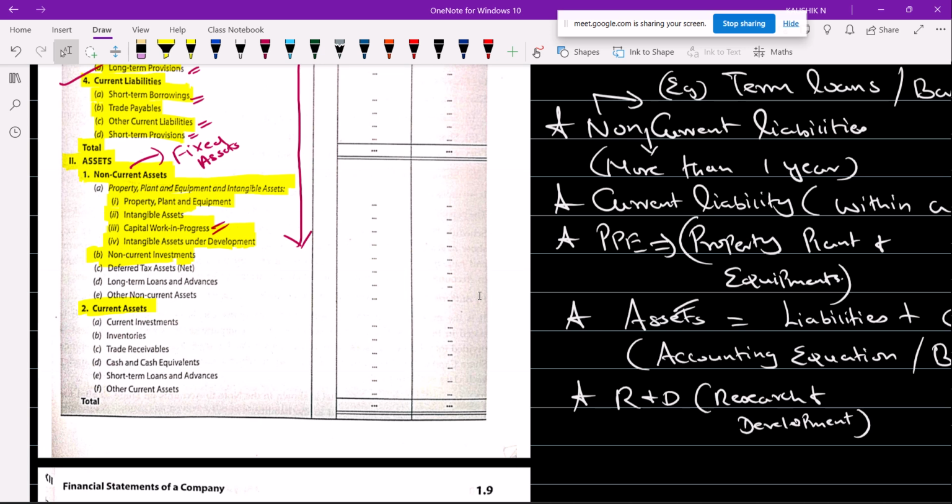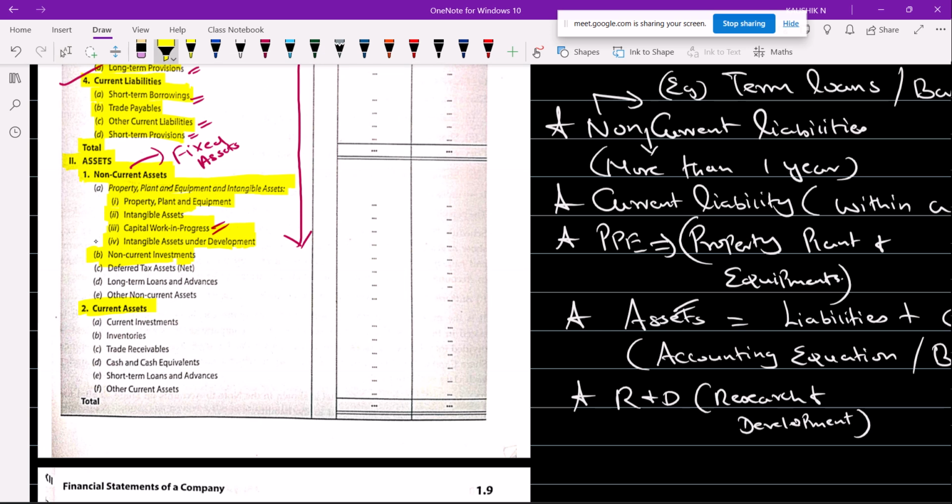Okay, they have a cycle, they have a period. So if anything is for more than a year, then it comes under the non-current. Okay, if it's anything more than a year, it's a non-current. And if you have done an investment, then we call them non-current investments. So it's purely based on the period or the tenure of investment.